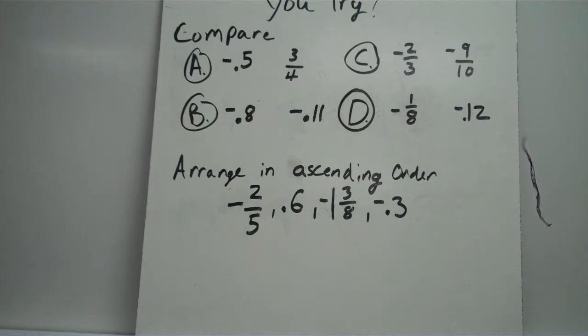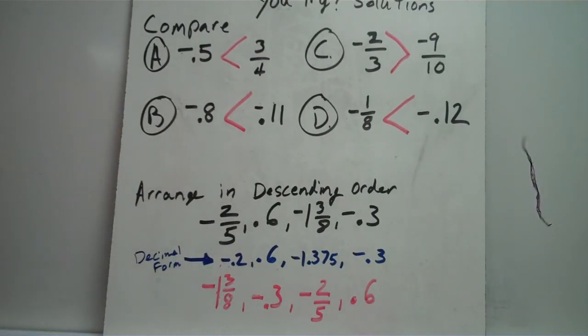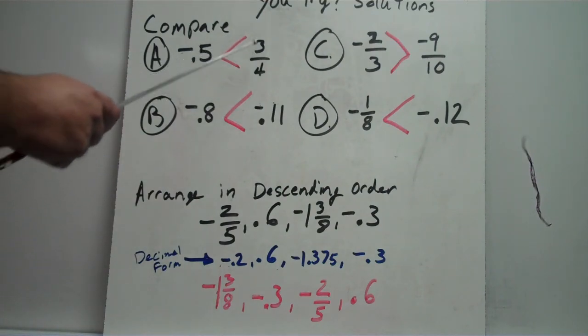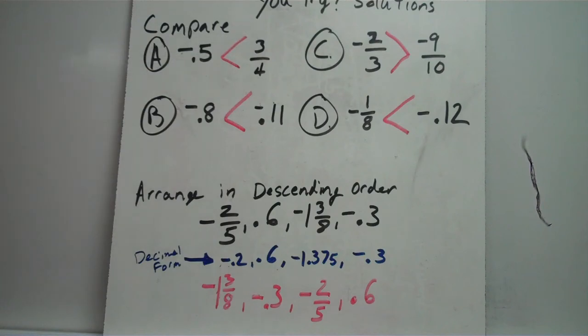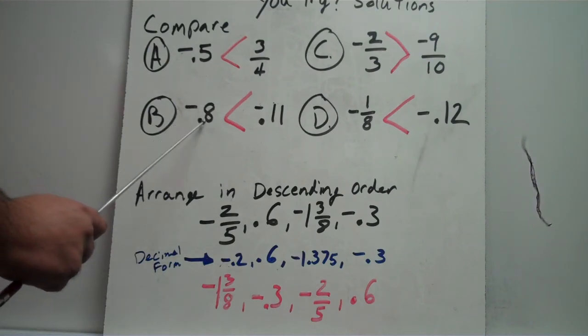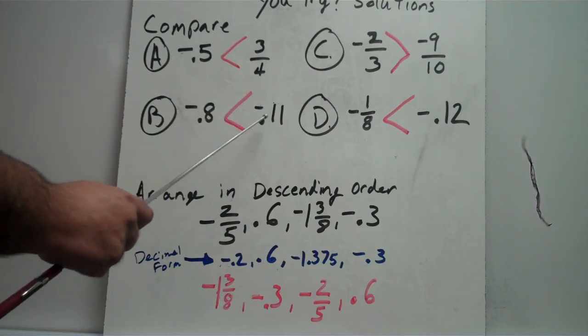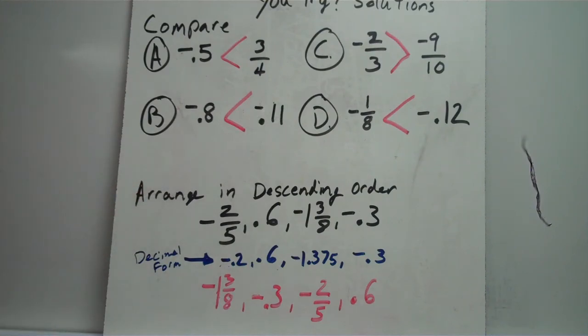Okay, let's check how you did here. So with A, negative 5/10 is less than 3/4 because 3/4 is positive. All positive numbers are larger than negative numbers. For B, negative 8/10 is less than negative 11/100. Why is that? Because negative 11/100 is closer to 0. It's closer to our whole numbers than negative 8/10.